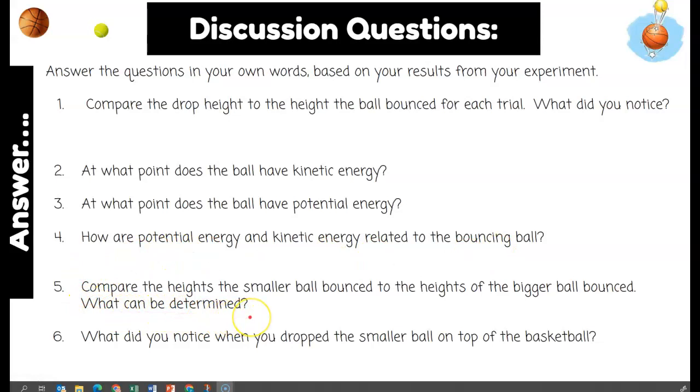Compare the heights the smaller ball, or the second ball, bounced to the heights of the bigger ball, or the first ball, bouncing. What can you determine? Why do you think you got the results you got? Right? And then what did you notice when you dropped the smaller ball on top of the basketball? What did you notice when the 2 balls bounced at the same time, right? One on top of each other. Write your results on this slide.